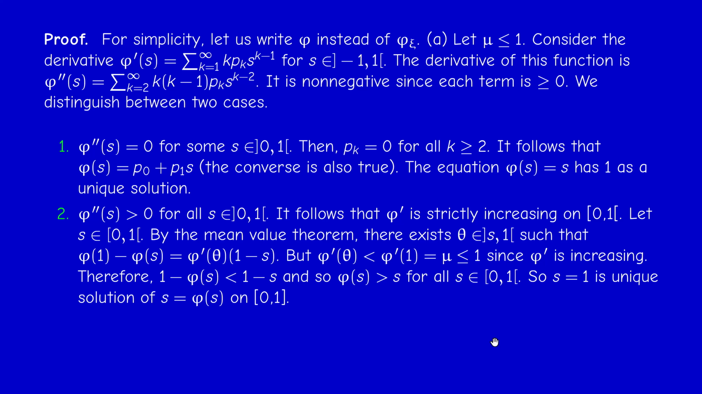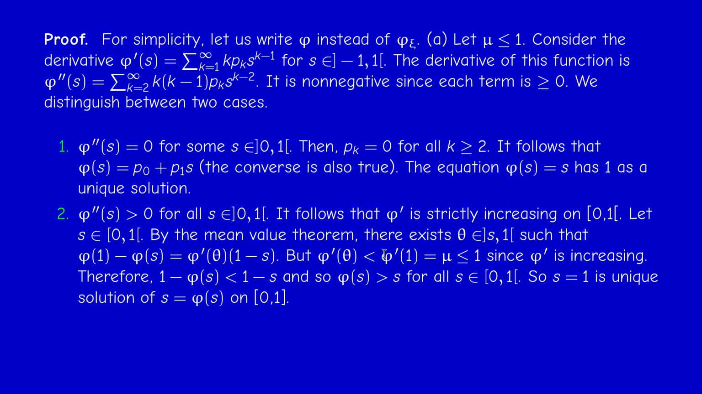Okay, and therefore there is no other solution. So s equals 1 is the unique solution of s equals phi of s, because for all other values, phi of s cannot be equal to s, if s is strictly less than 1. So this concludes the first case, where we have almost certain extinction. So we just look at the expectation of the random variable of reproduction.